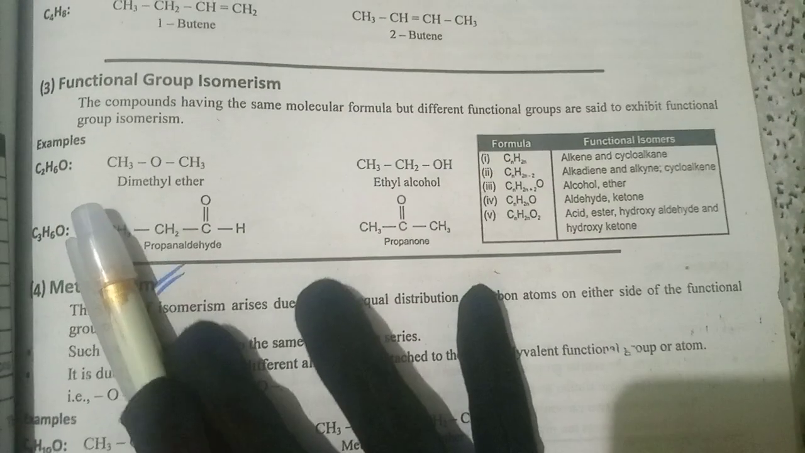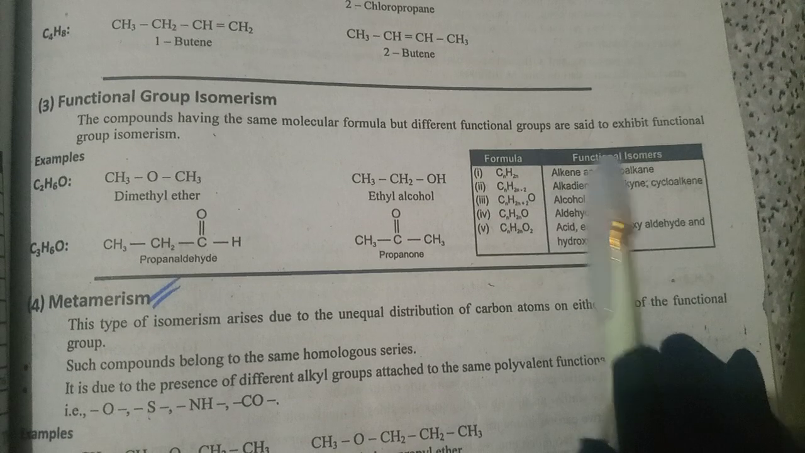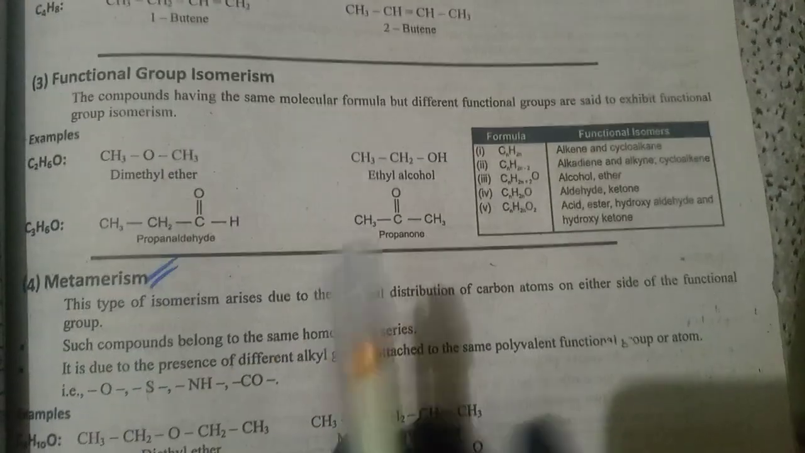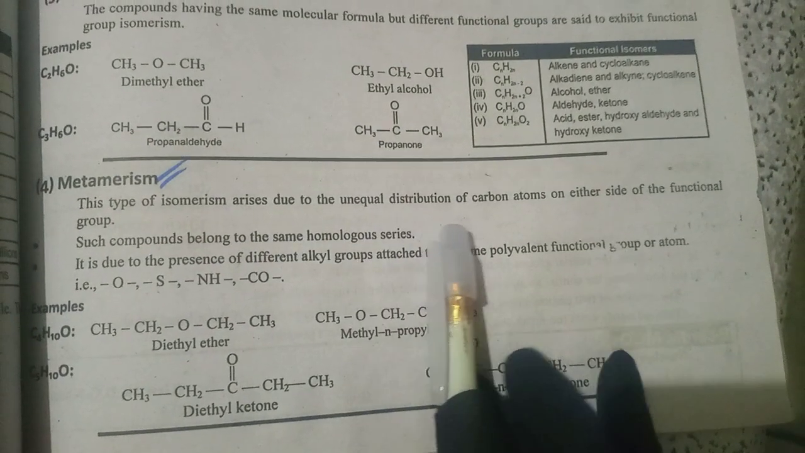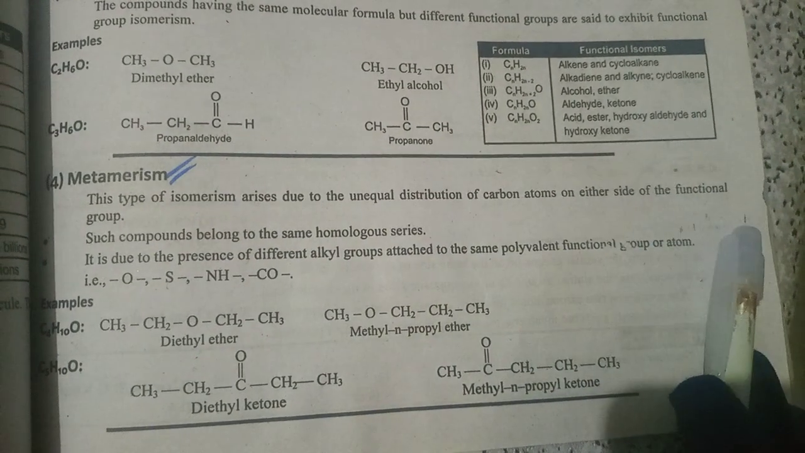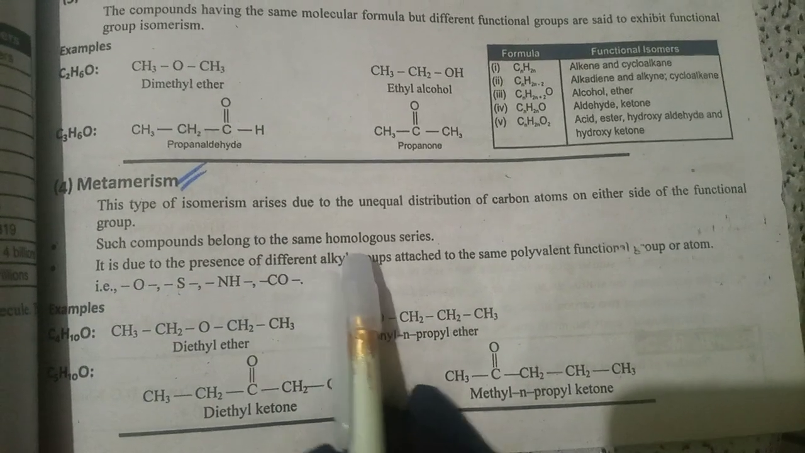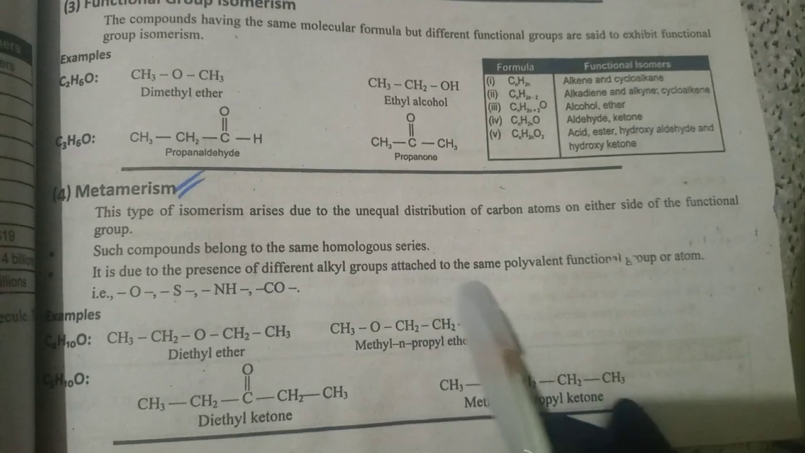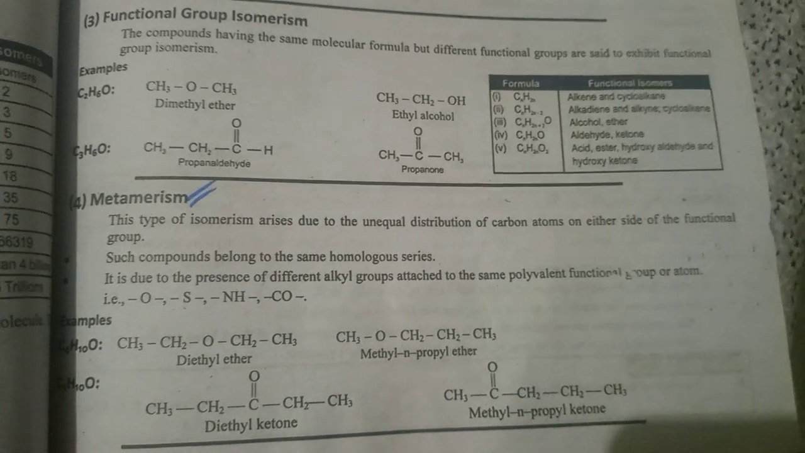Functional group isomerism. Compounds having the same molecular formula but different functional groups are said to exhibit functional group isomerism. Metamerism. This type of isomerism arises due to the unequal distribution of carbon atoms on either side of the functional group. Such compounds belong to the same homologous series. It is due to the presence of different alkyl groups attached to the same polyvalent functional group or atom.